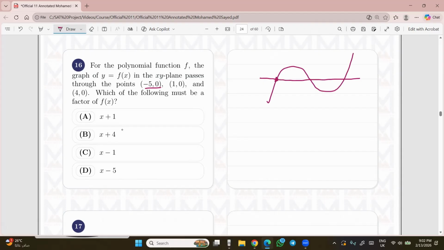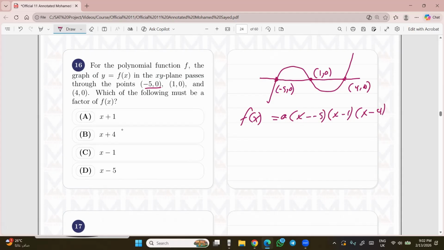It passes through 3 points. This, for example, is (-5, 0). And this point is (1, 0). And this point is (4, 0). All of them contain 0, which makes y equal to 0, as you can see. Any of these points should be written as a factor. How can we use the factor? f of x can be written as a, whatever a is, times x minus -5, times x minus 1, times x minus 4.